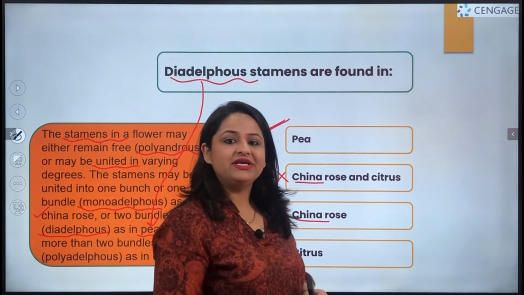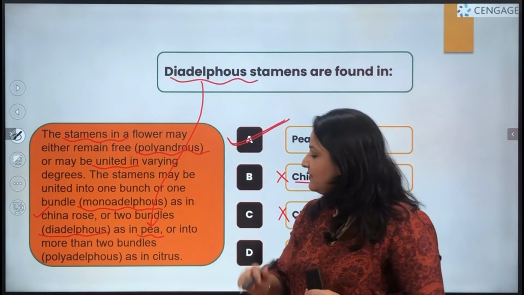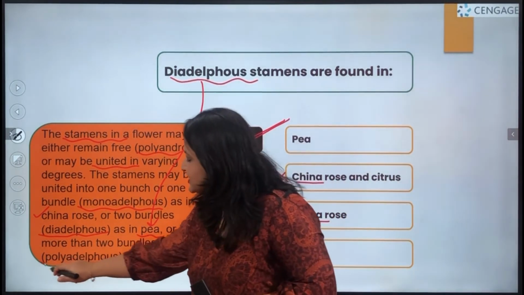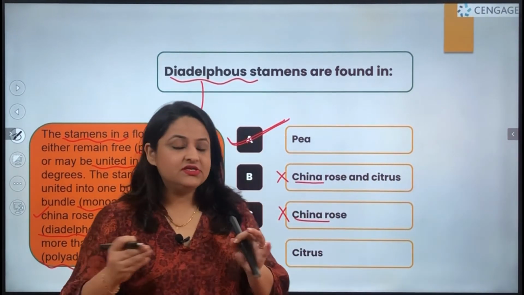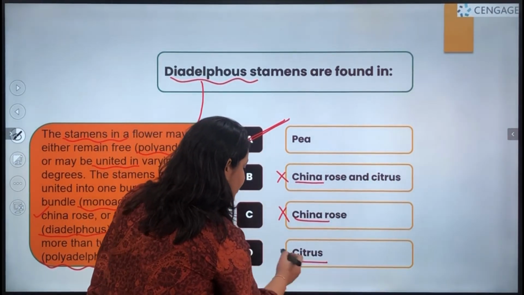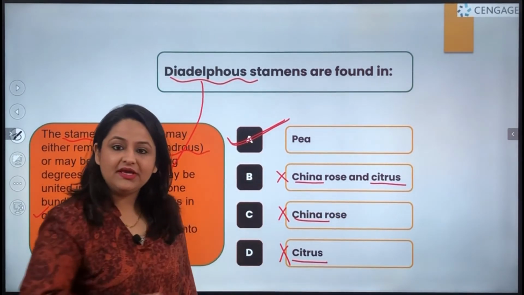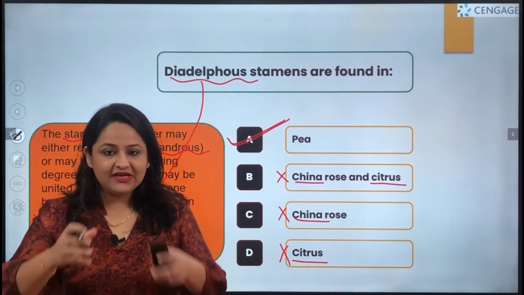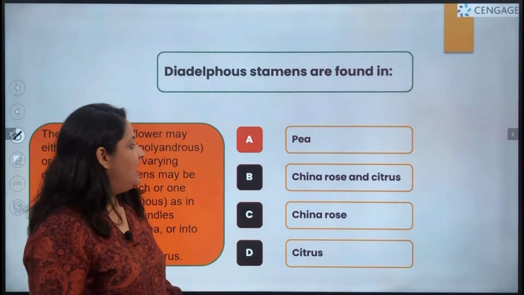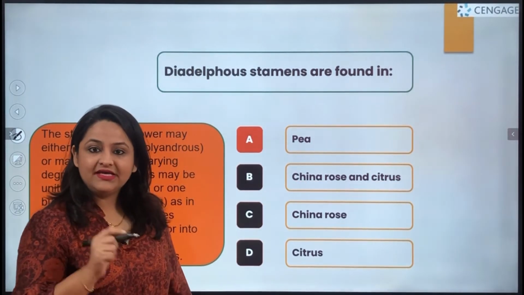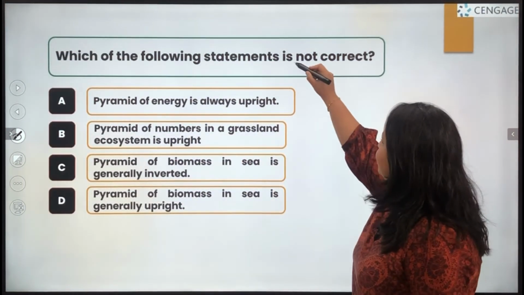Now the third condition is if the stamens are attached in more than two bundles. That means if there are many bundles, then we say that condition is polyadelphous, and this is seen in citrus. So citrus shows a polyadelphous condition. Obviously this is not the option over here. So the answer to this question will be P, which shows the diadelphous condition, that is two bundles of stamens arranged in a flower. Answer will be P.